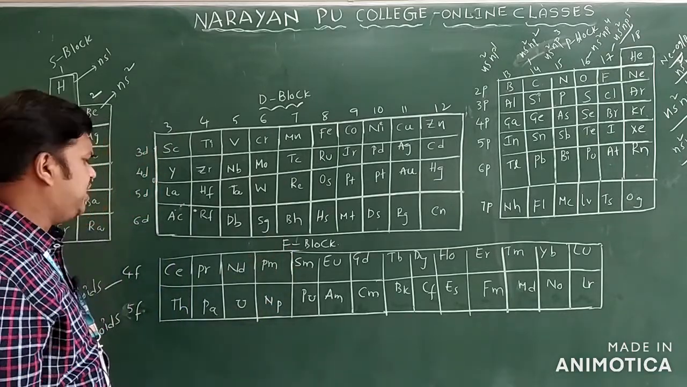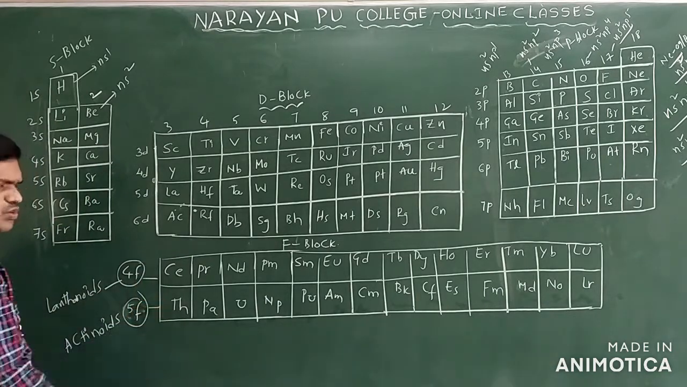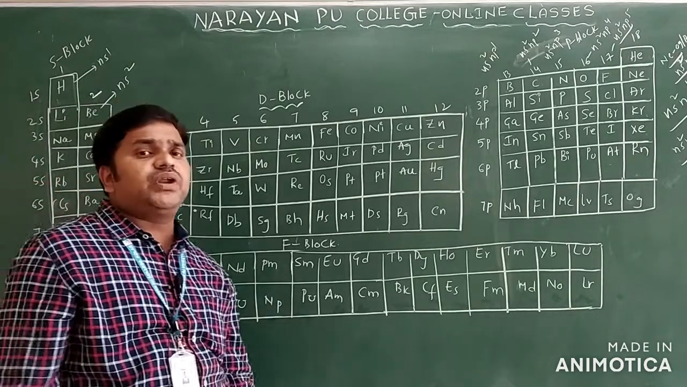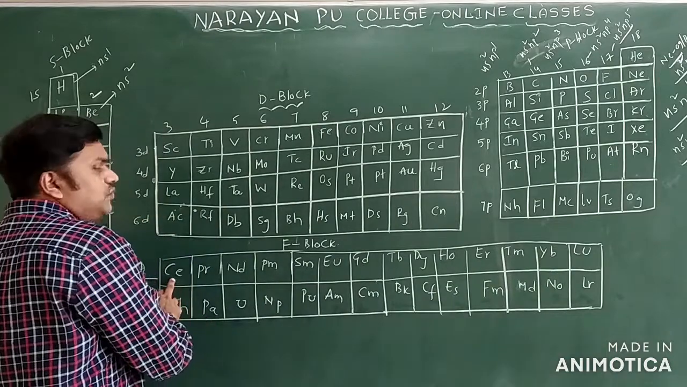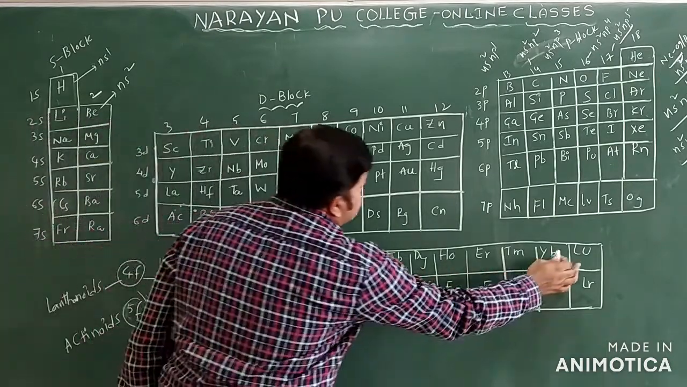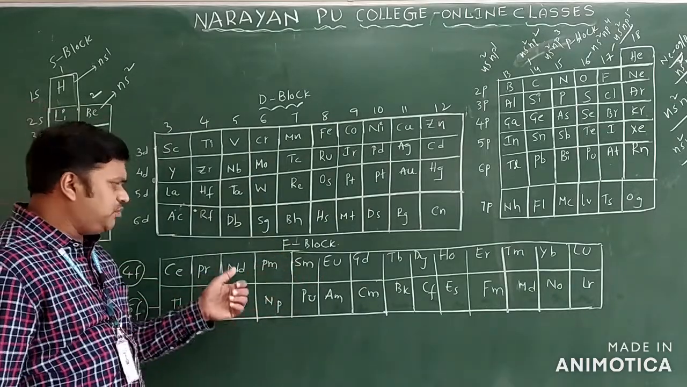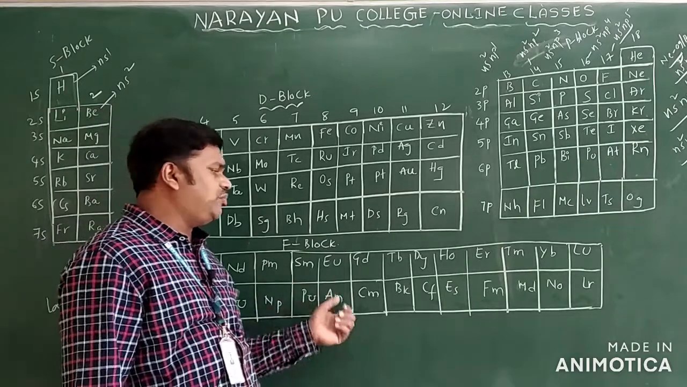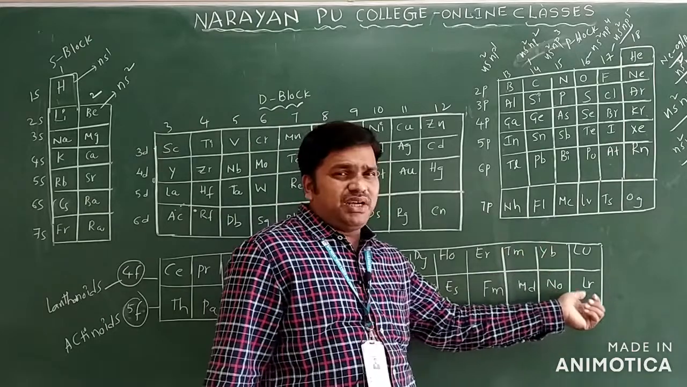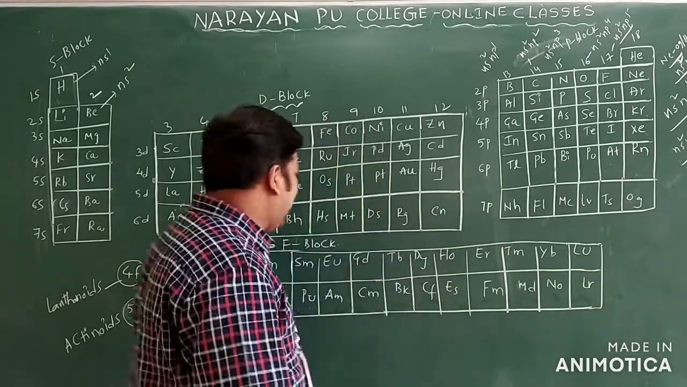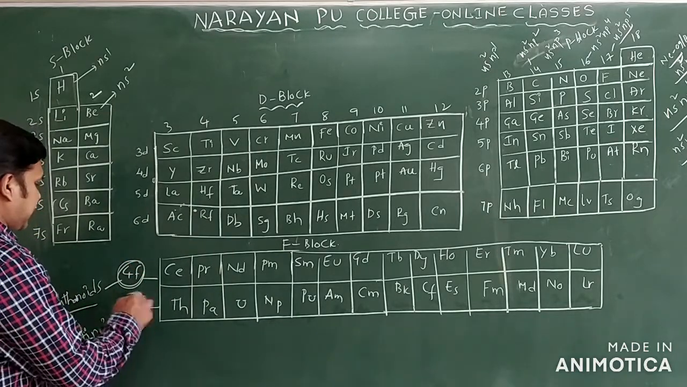In these F block elements you can see there are two types of series: 4f series and what? 5f series only. 4f series elements you can see cerium to what? Lutetium only. Atomic number, you can write 58 to 71. So these are 14 elements: cerium, praseodymium, neodymium, promethium, samarium, europium, gadolinium, terbium, dysprosium, holmium, erbium, thulium, ytterbium, and lutetium only. These are what? Lanthanides only. They belong to what series? 4f series we have. Now come to this one, actinoids we have.